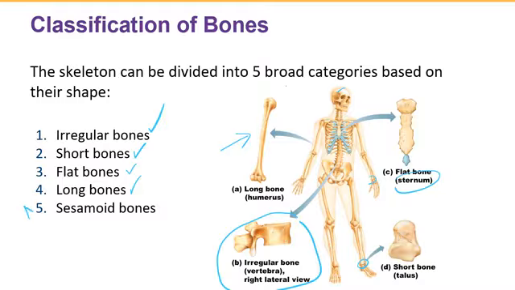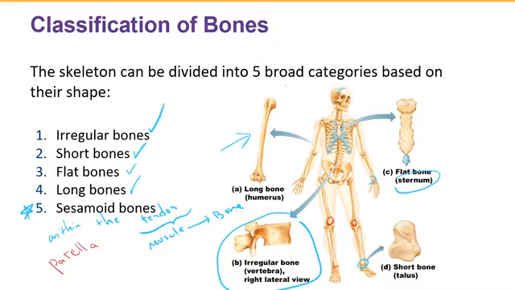But what about the sesamoid bone? So a sesamoid bone is a bone which is small and round, and it is found within a tendon. Do you remember the tendon? Tendon is a connective tissue connecting muscle to the bone. So these round and small bones are found within the tendon, and the most important sesamoid bone in our body is called the patella bone or kneecap bone. So the patella bone is a sesamoid bone.